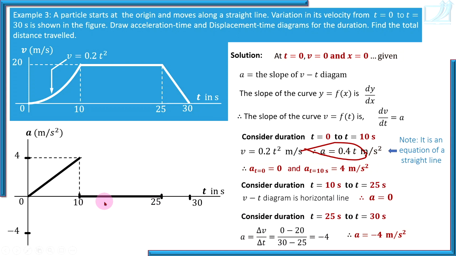Now 10 seconds to 25 seconds, acceleration is 0. That is what we have shown here. And from 25 to 30, acceleration is minus 4. So 25 to 30, acceleration is minus 4. So this is how we have completed the AT diagram. It's very simple.